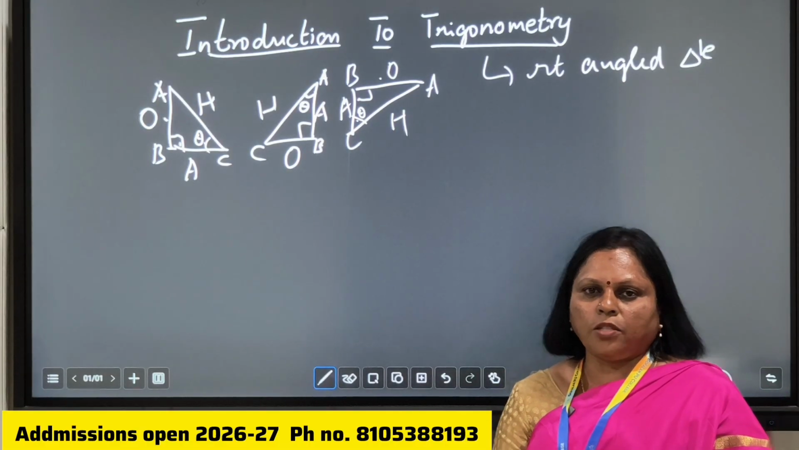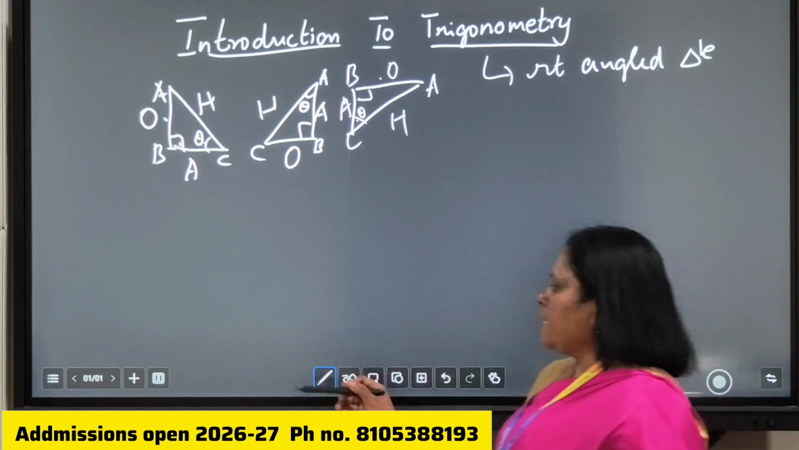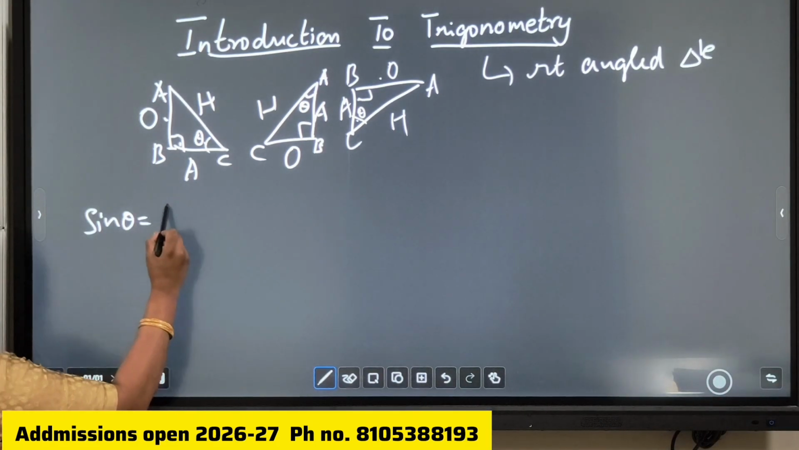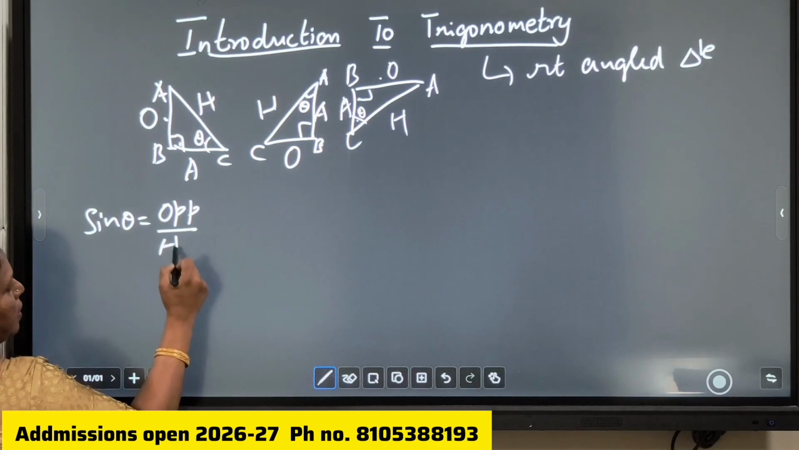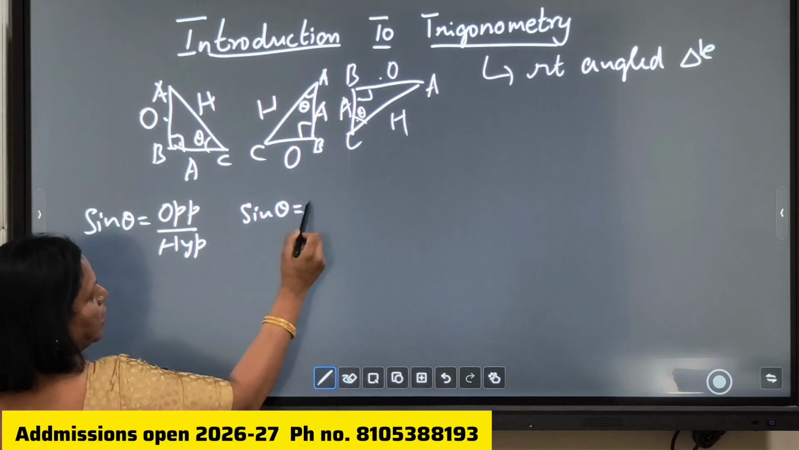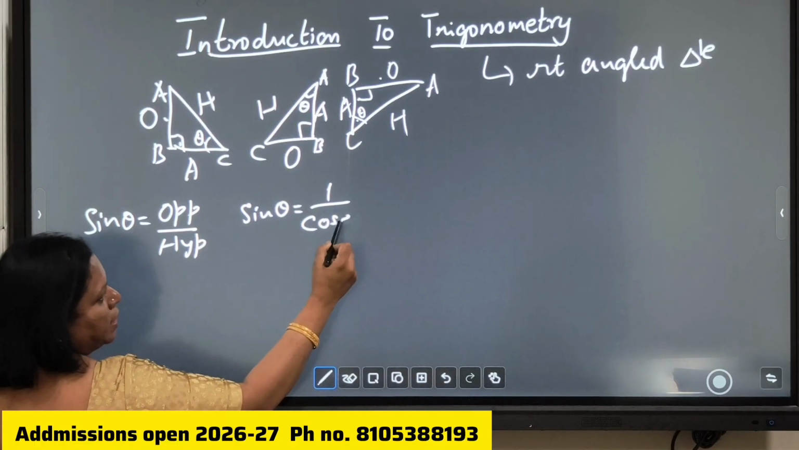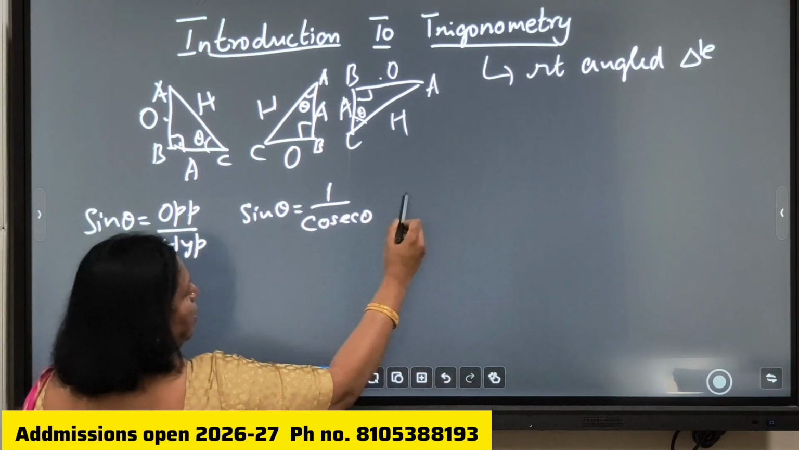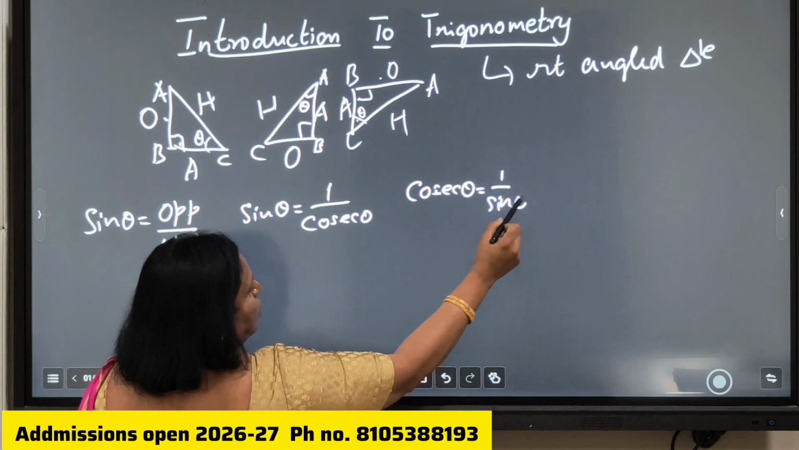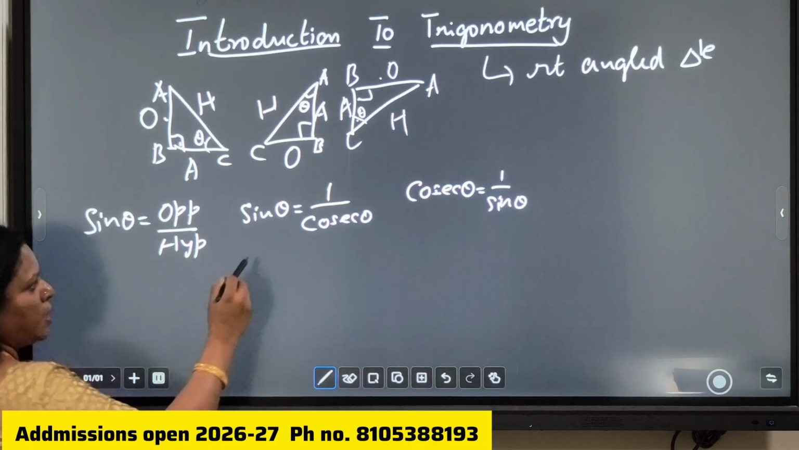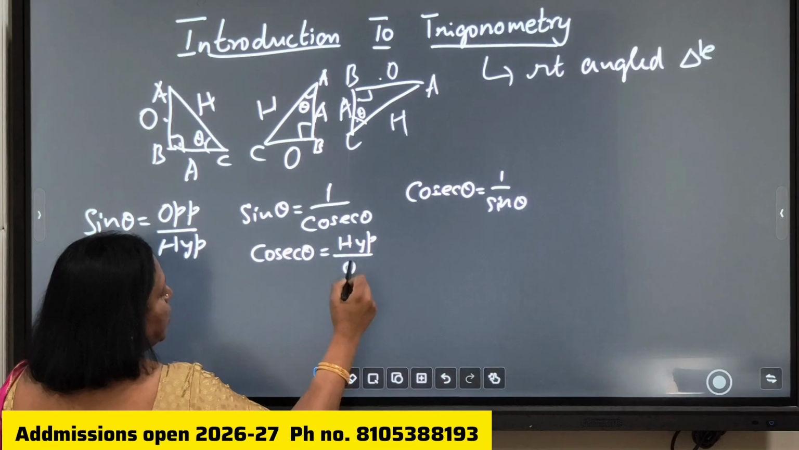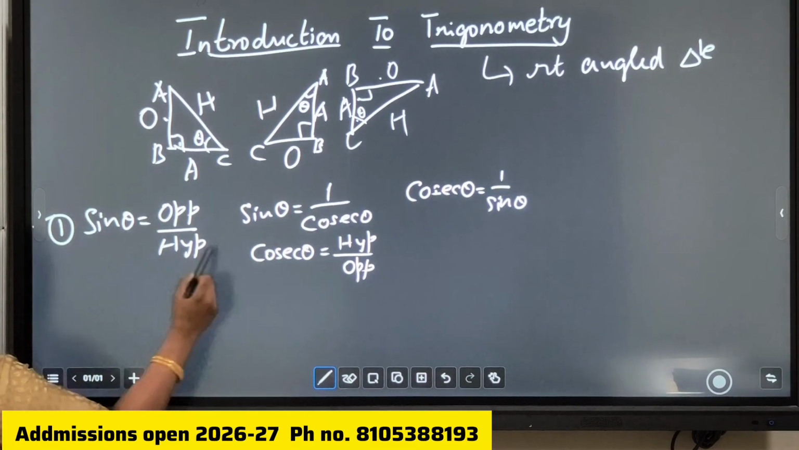I will just give a glance at these 6 trigonometrical ratios. The first is sin theta. Sin theta is opposite by hypotenuse, and the reciprocal of sin theta is cosec theta. We can write it as sin theta is 1 by cosec theta, so we can also write cosec theta as 1 by sin theta. Cosec theta will be hypotenuse by opposite side. Now this is 1, 2.